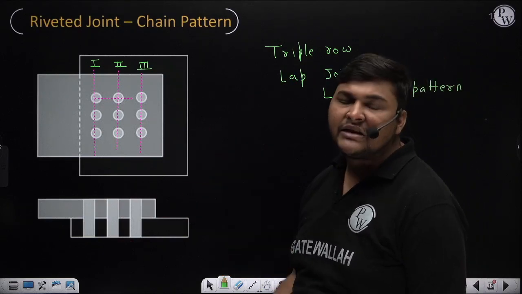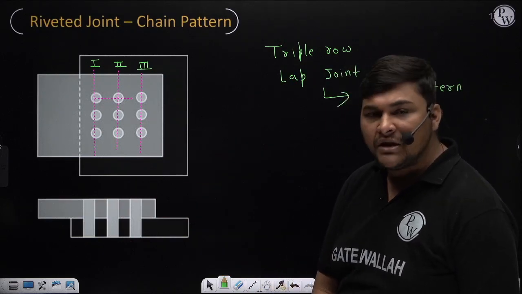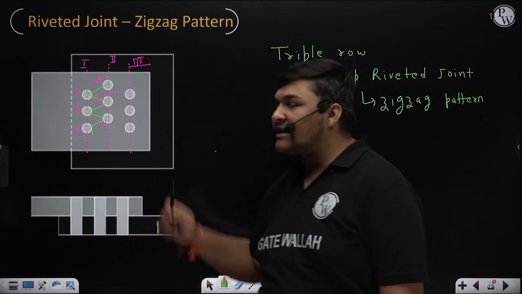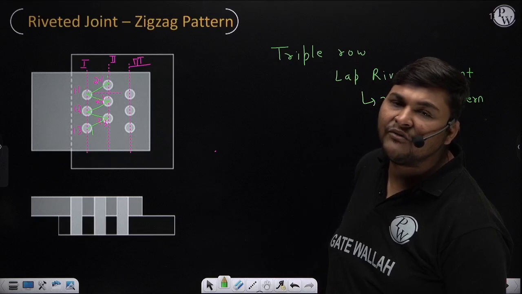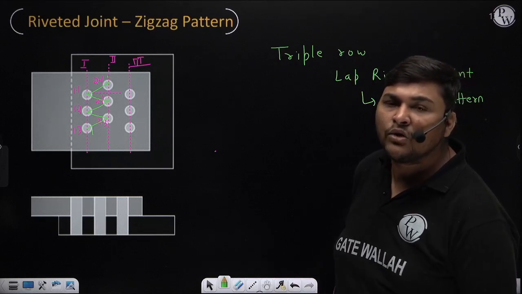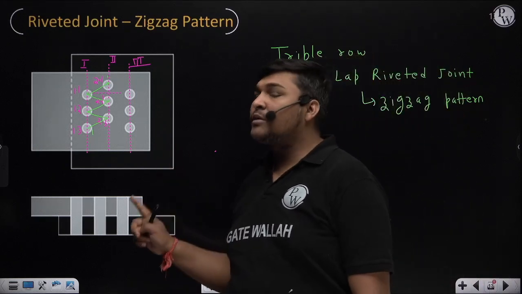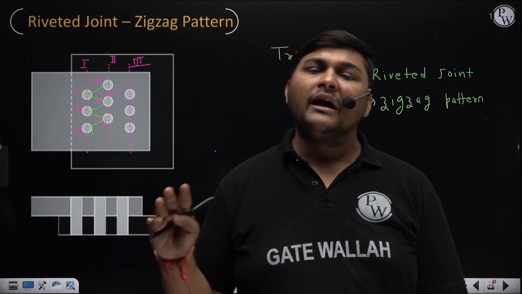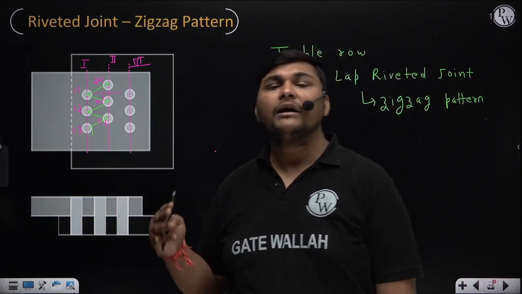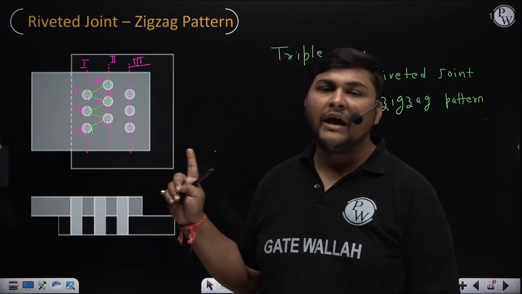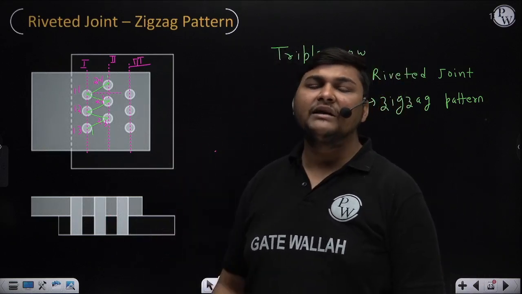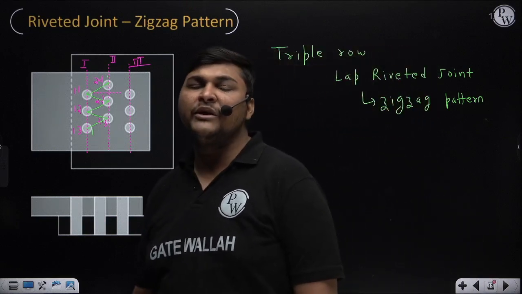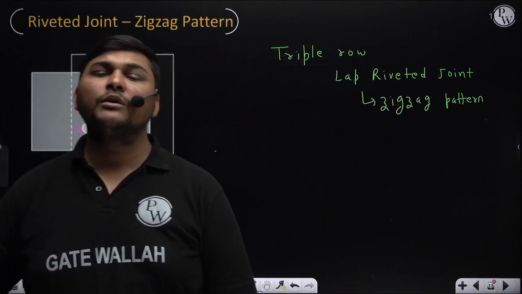Means can I say in this diagram the number of rivets in each row is the same? In the same manner, in this zigzag pattern diagram, if I ask what is the number of rivets in the first row, 3, second row 3, third row 3, means again here the number of rivets in each row is the same. So in both chain pattern and zigzag pattern, right now the number of rivets in each row is the same. Okay, so we'll first do the analysis of this case. After that I will explain diamond pattern, but before that first we need to understand some terminologies of riveted joint.